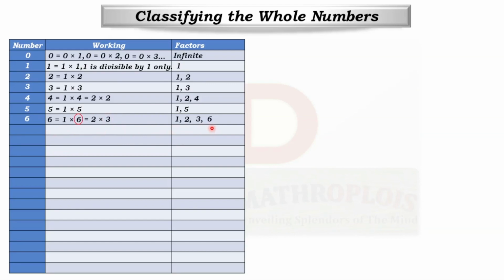And there isn't any other factor of 6. We can note that 6 has total 4 factors. It means 6 has more than 2 factors.